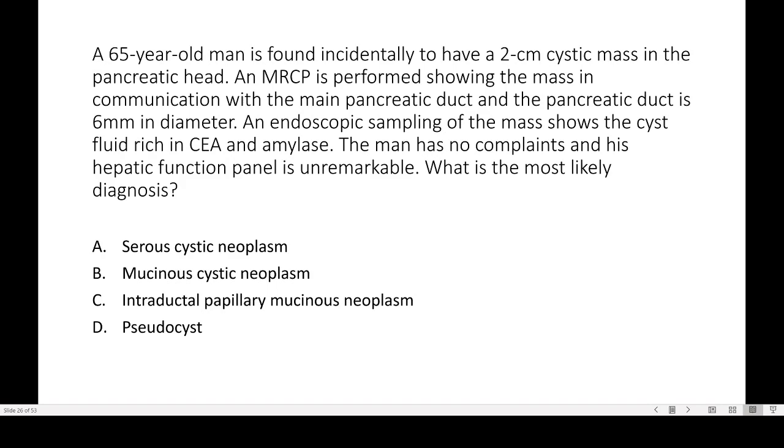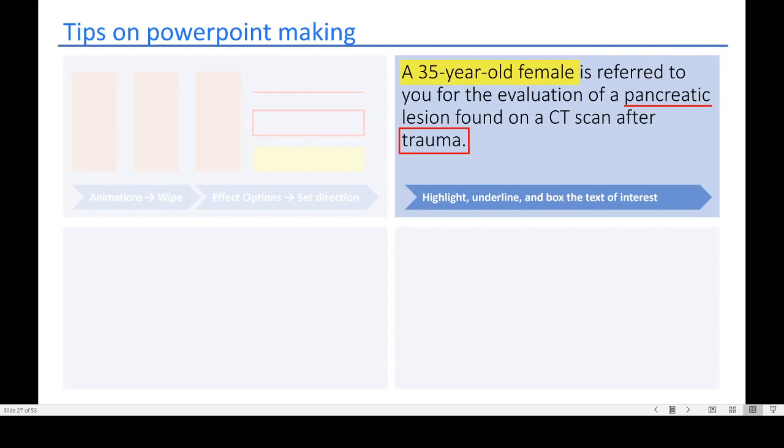Now this question, the mass is in communication with the duct, so therefore I bet the amylase is going to be high, and it is. So this rules out 2 things immediately, right? Both serocystic and mucinous cystic, they do not communicate with the duct. And then it says the CEA is high, so it's either IPMN or pseudocyst. Pseudocyst shouldn't have any CEA, so the answer is IPMN.